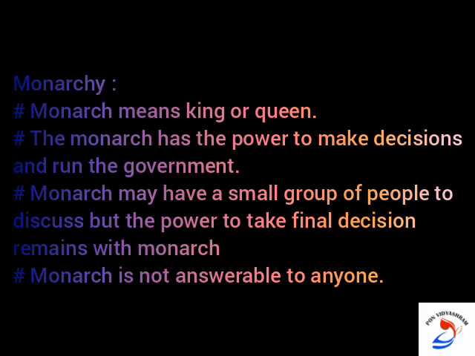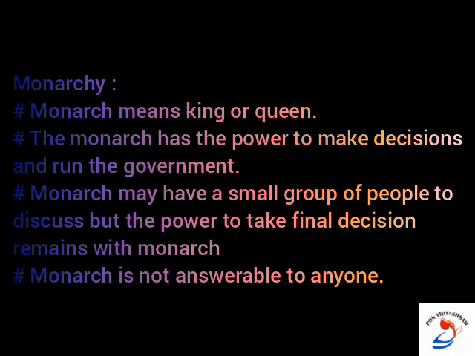Another form of government is a monarchy. Monarchy means king. The monarch, king or queen, has the power to make decisions and to run the government. The monarch may have a small group of people to discuss matters with, but the final decision making power remains with the monarch. Unlike in a democracy, kings and queens do not have to explain their actions or defend the decisions they take.